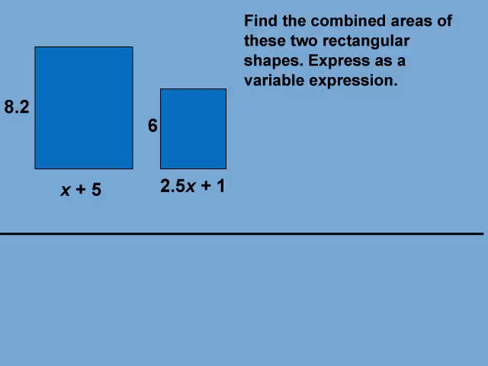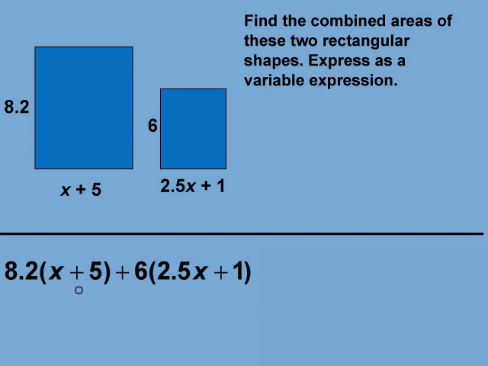Find the combined areas of these two rectangular shapes, expressed as a variable expression. To find the area of a rectangle, multiply the length and width. To find the combined areas of these two rectangles, simplify this expression: 8.2 times the quantity x plus 5, plus 6 times the quantity 2.5x plus 1.